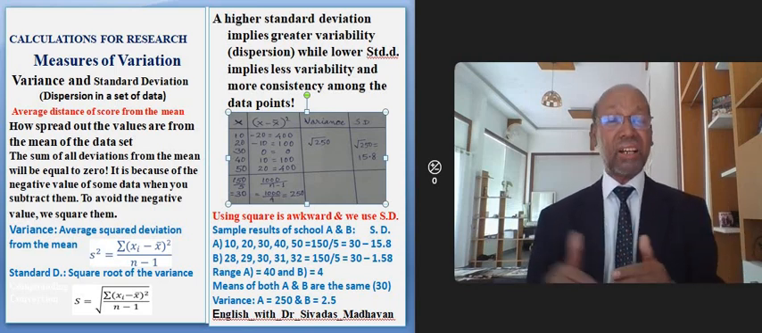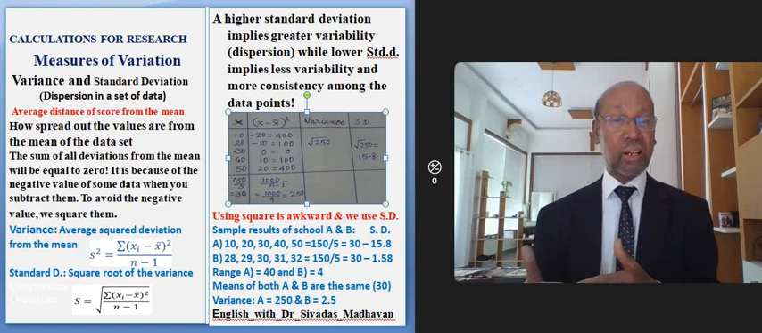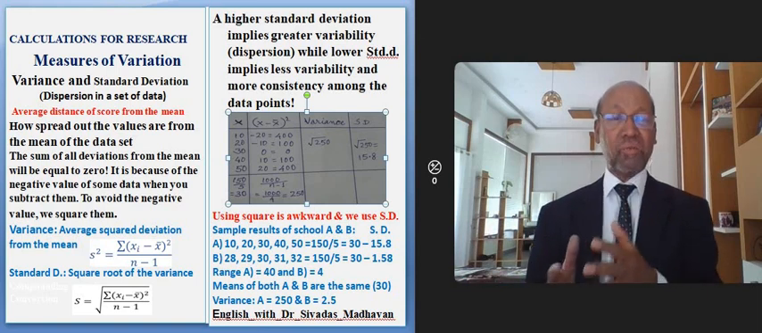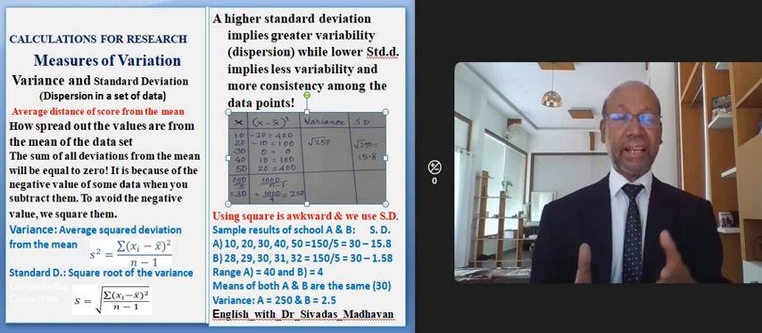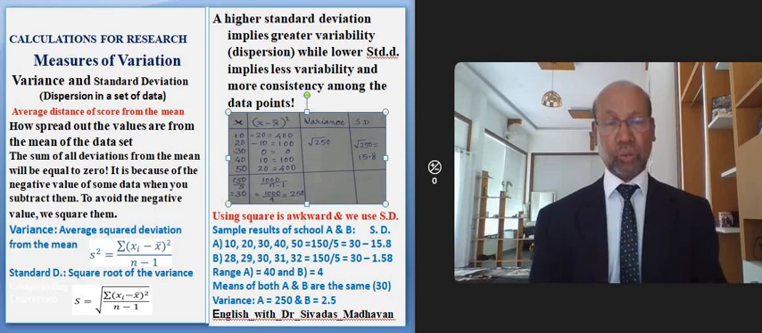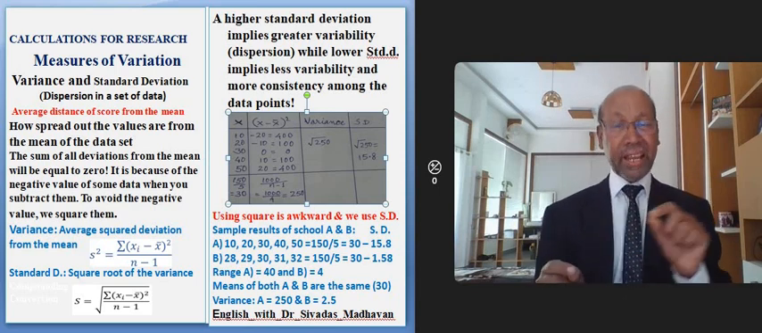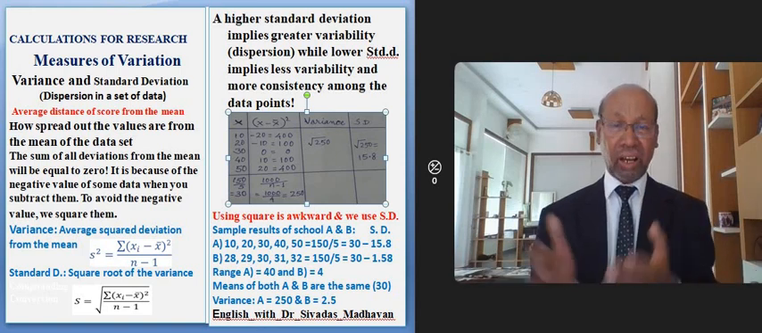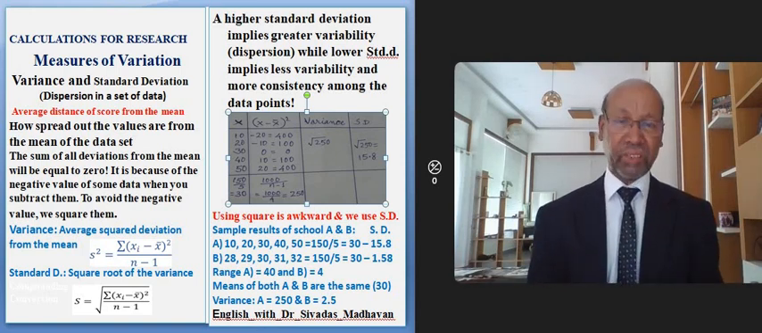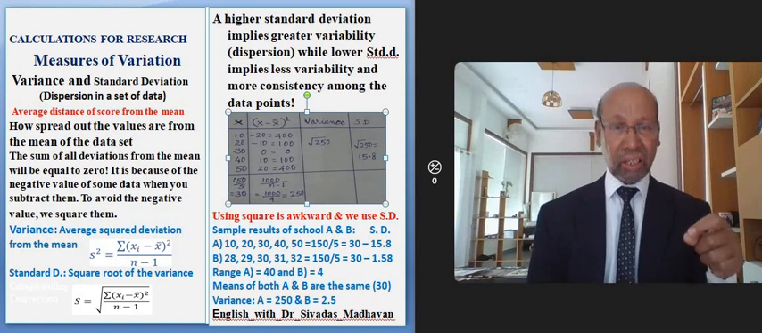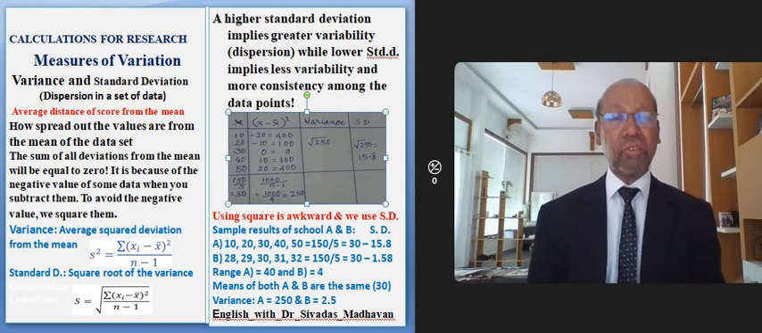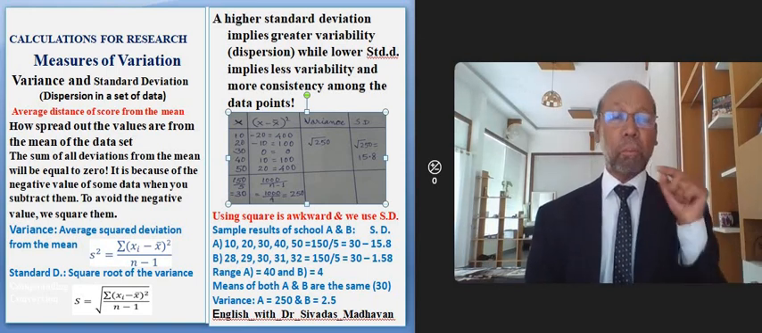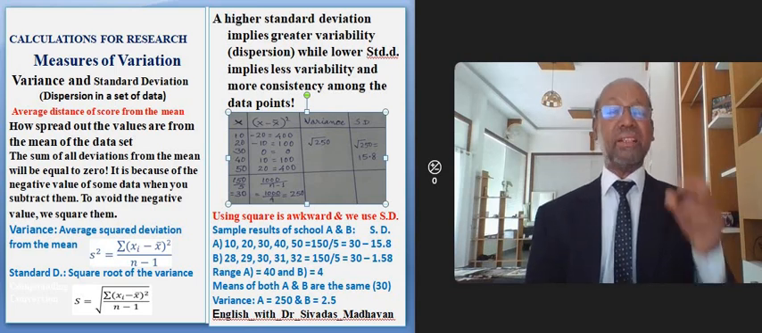But in the case of the second school, we have selected five students, and their marks are 28, 29, 30, 31 and 32. So here also, if you calculate the total, it will be 150. And if you divide it by the total number 5, it will be again 30. So both the schools have the same mean, 30.